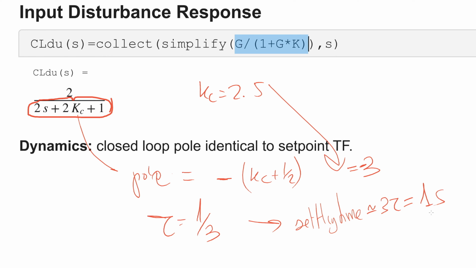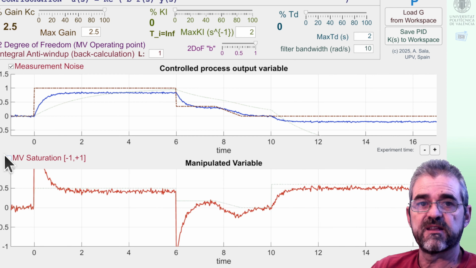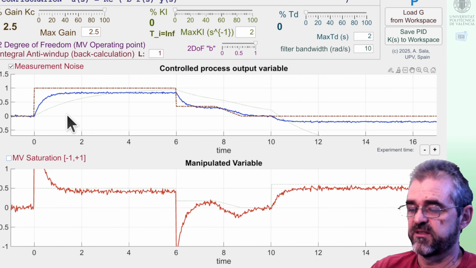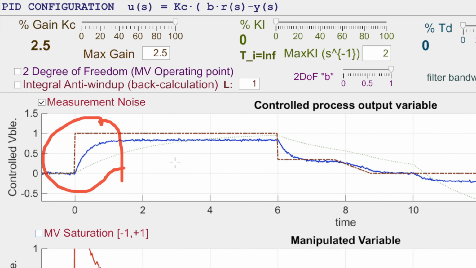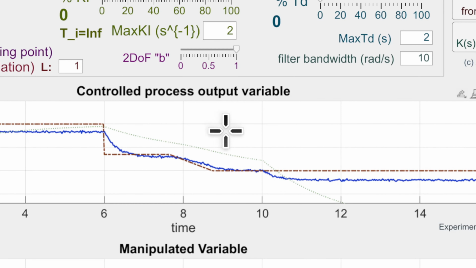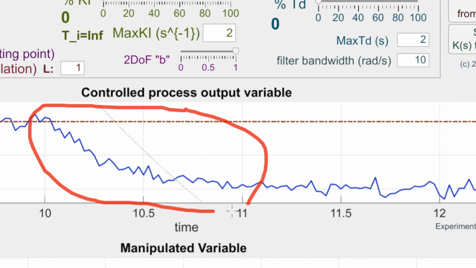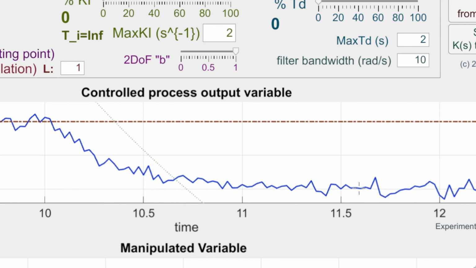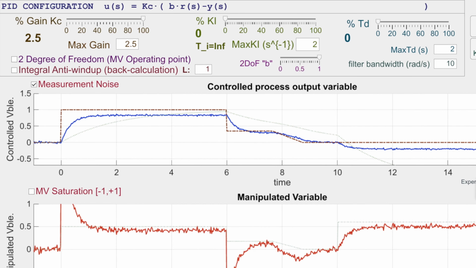And if we check in our simulations, disabling saturation, we get that setpoint tracking transient takes around 1 second, and disturbance rejection transient, if we zoom in here, we see that indeed 95% of everything happened in the first second. At time equal 11, we are roughly at steady state. So duration of the transient is the same in setpoint tracking and in step input disturbance rejection.